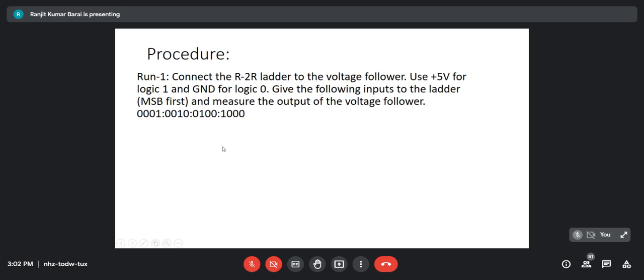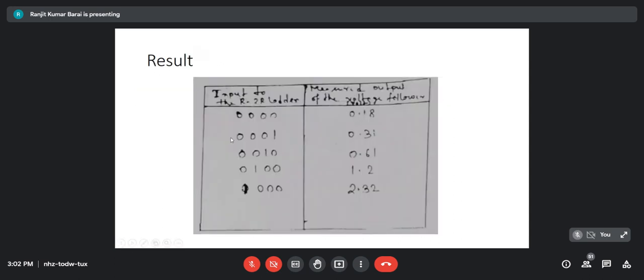So 5 volt and 0 volt are available on the experimental setup. You do it manually and look into the calibration basically. 0, 0, 0, 0 should give 0 voltage output, but here we are getting a small voltage error. This error is 0.18. Similarly for 1 we are getting 0.31, 10 gives 0.61, 100 gives 1.2, like that, 2.32 the highest for this run.